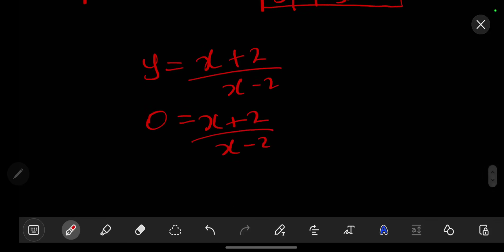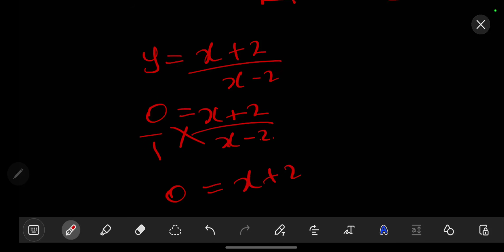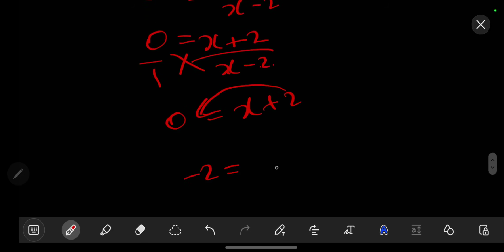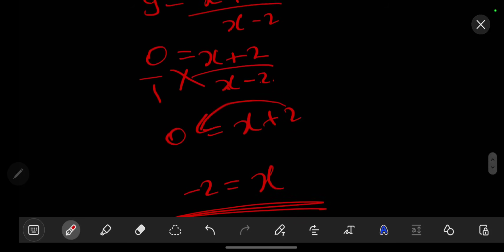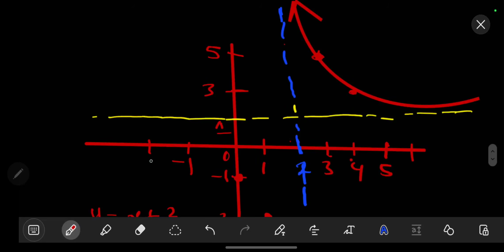x minus 2. Then we are going to cross multiply our x minus 2 times 0. Since there is 0, it will be 0. We are going to have x plus 2. We take the 2 to the other side. So we are going to have negative 2 should be equal to x. So this is our x-intercept. So our x-intercept is at negative 2. So we are going to go at negative 2 like that.